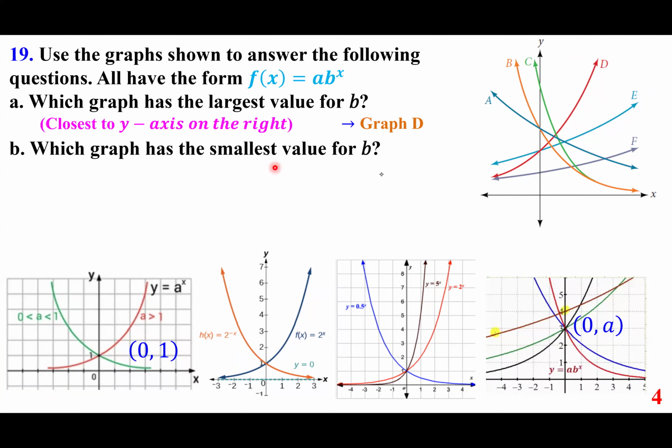Which one has the smallest value for B? On the left side, okay, the one which has the smallest value is closest to the y-axis. So on this side, we have this one and this one and this one. So the green one, graph of C. So closest to y-axis on the left, graph of C.